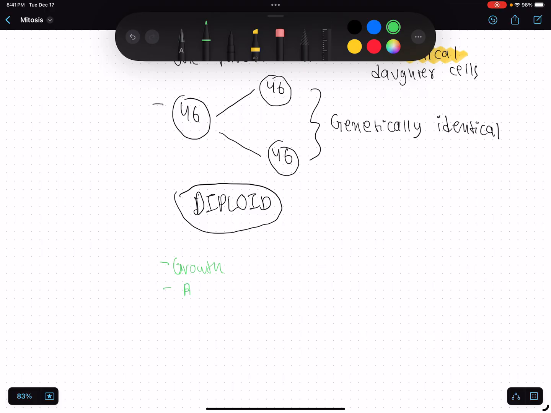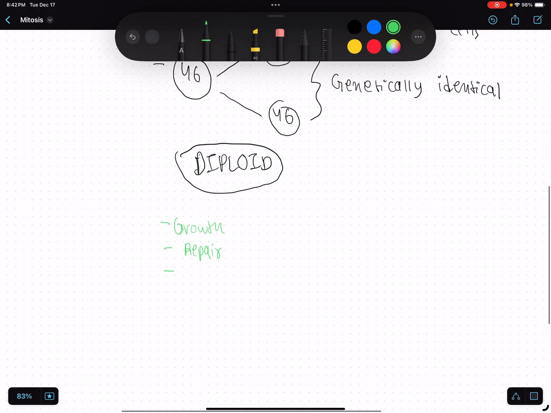Then you have repair, because your new skin cells, for example, if you have a cut, form not because they're dropped from the sky, because they divide and they form a new skin layer. So the cell division into multiple new skin cells by mitosis is what causes your cut to heal over with the new layer of skin. And finally, we have asexual reproduction.